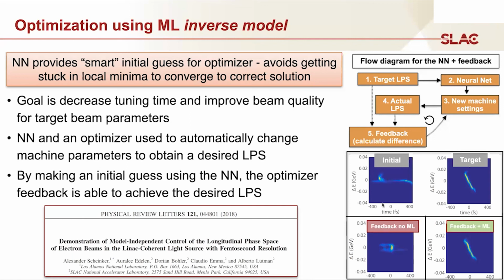If you use the machine learning model as a warm start, then the feedback is able to zoom in quite successfully, and you get something a lot closer to what you wanted. So this is another example in which the machine learning model can be used in tandem with just the conventional feedbacks that we use all the time to optimize and improve beam quality for various experiments.